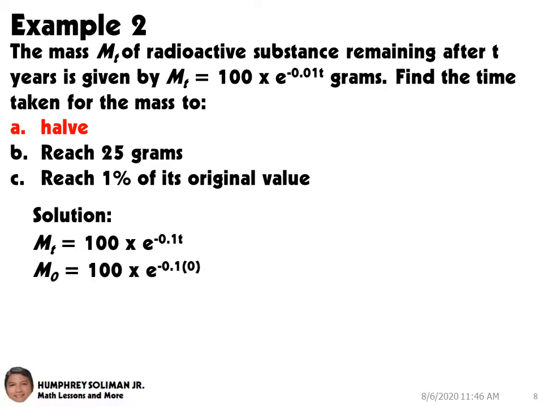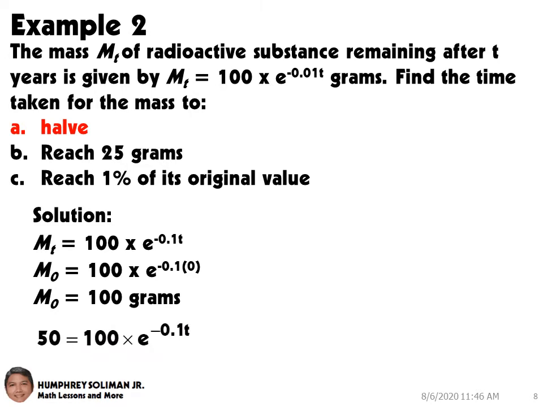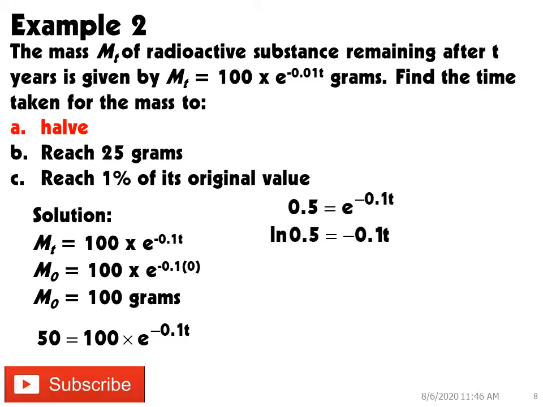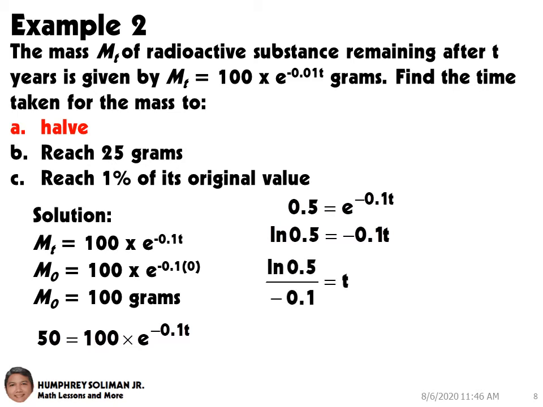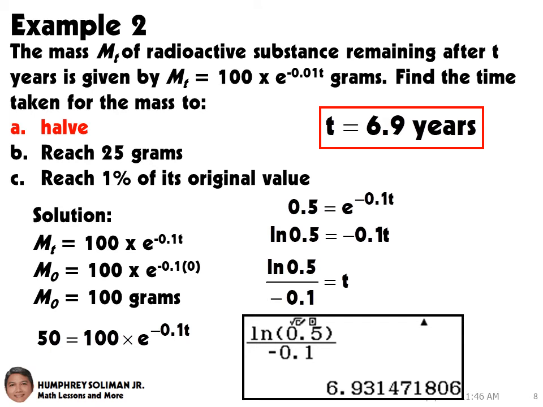The solution for letter A starts with the given equation for the mass. We need the starting amount, or original mass. Substituting 0 for t, we get 100 grams. Then, we substitute the 50 grams for Mt, this is half of the original amount. Next, we write the equivalent logarithmic equation using natural logarithms. Next, we solve for the time. Next, we use a calculator to solve for the variable t. Now we have t equals 6.9 years.